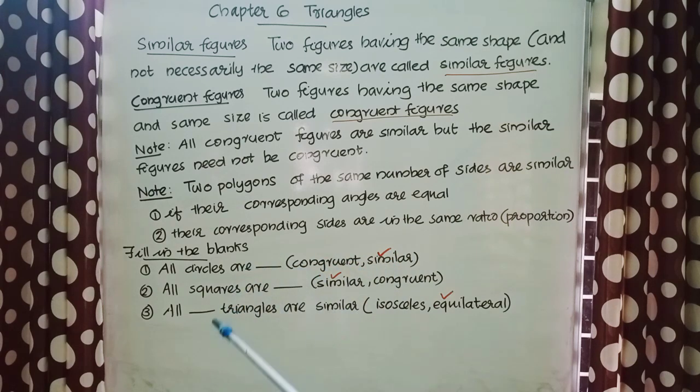Fill in the blanks. All circles are dash: congruent, similar. We know all circles are similar. Circles drawn with the same radii can be congruent. Second question, all squares are similar or congruent? The answer is similar. Third question, all dash triangles are similar: isosceles or equilateral? The answer is equilateral.